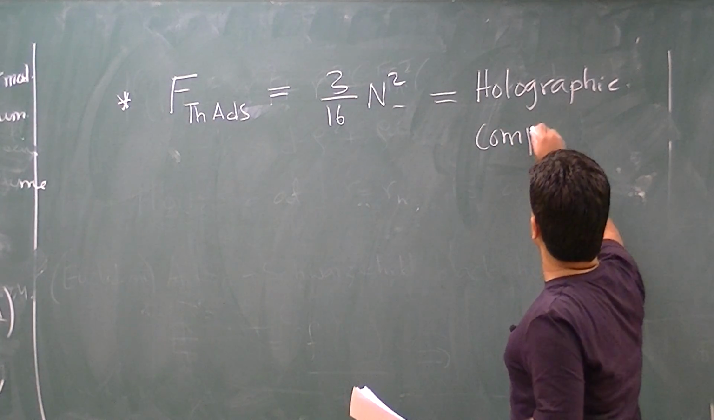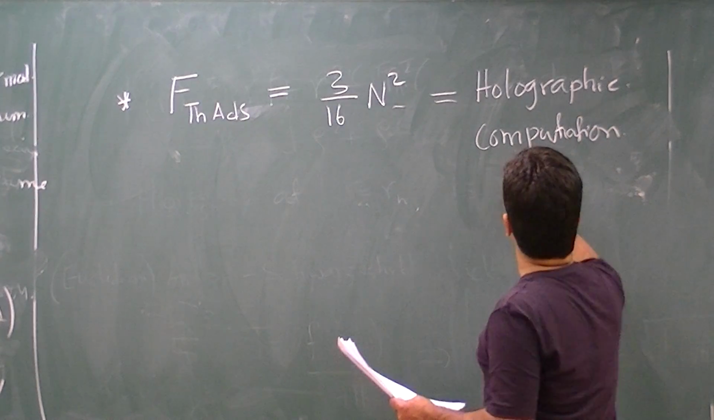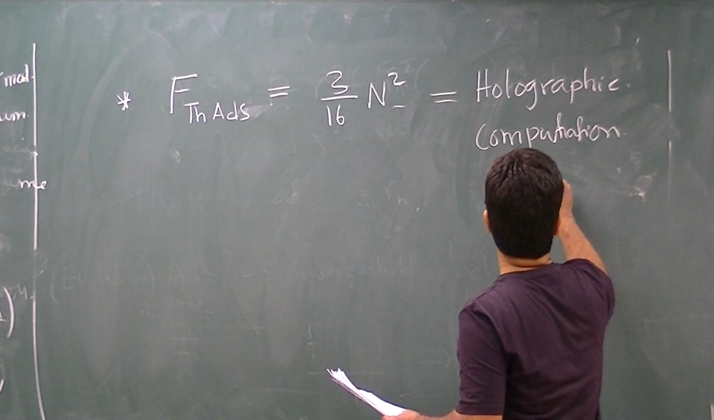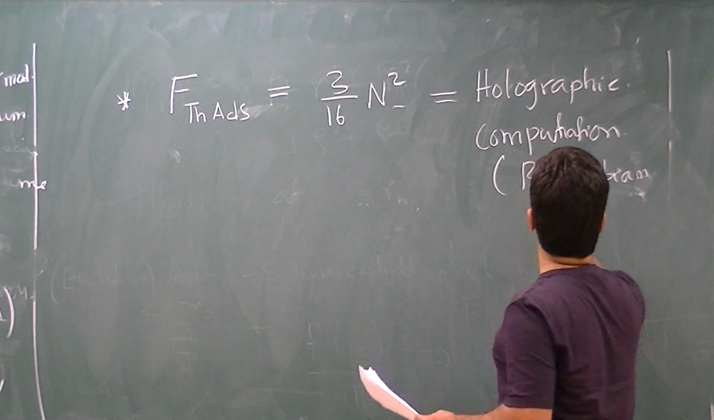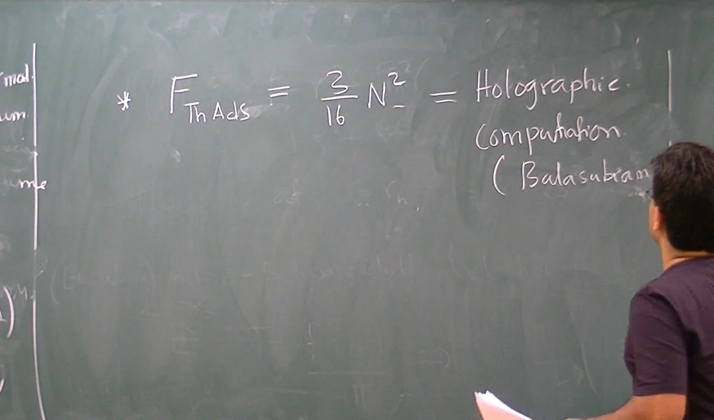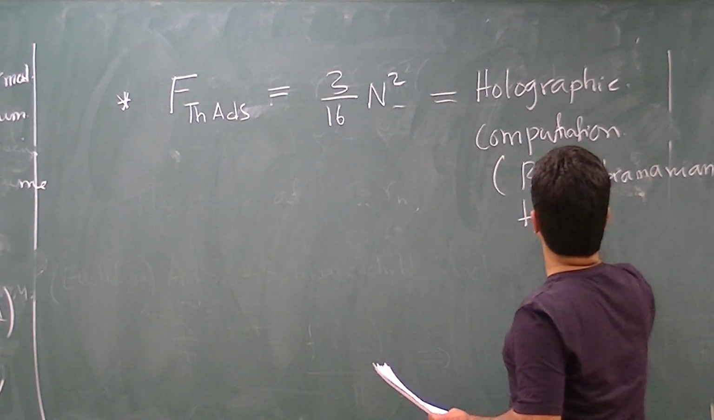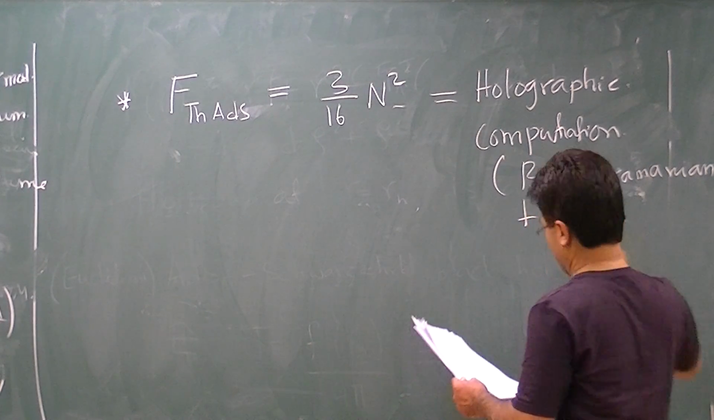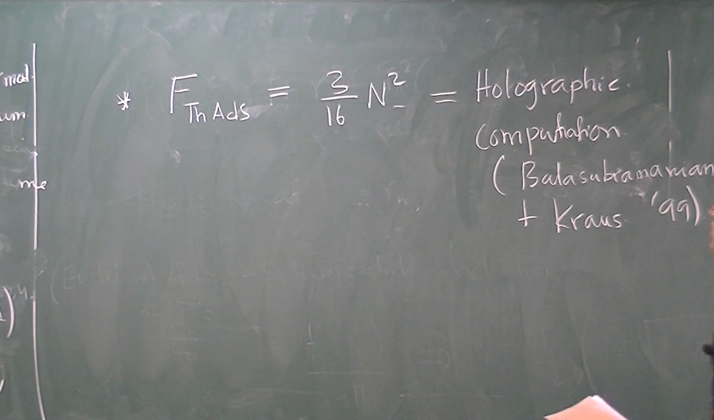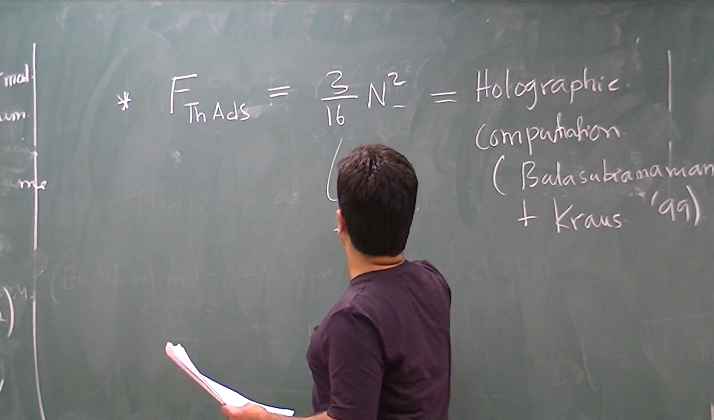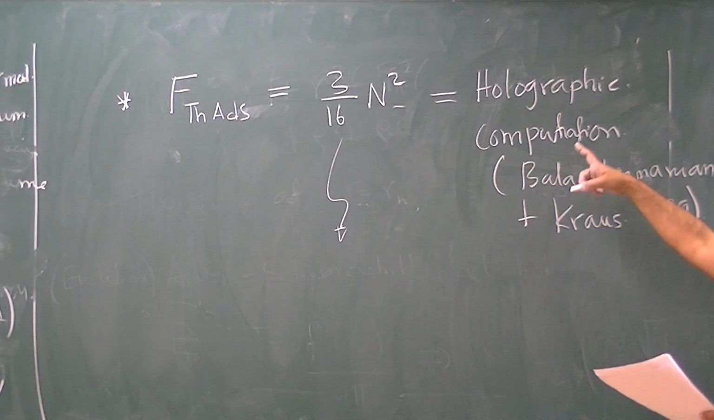a significant number. It's a holographic computation by Balasubramanian and Krauss. That's 99, I think.